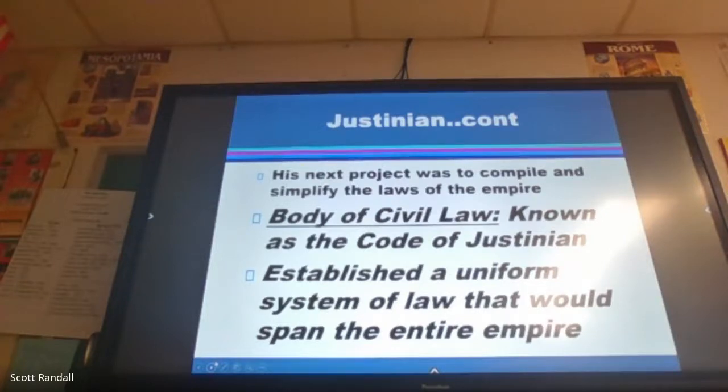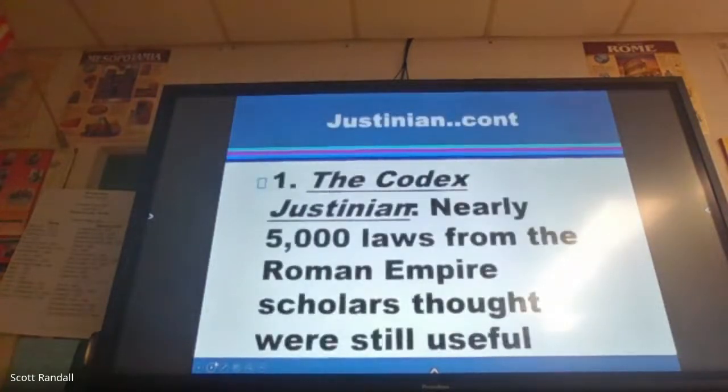Napoleon. Now, it's essentially broken into four parts, and he has a guy named Tribonian, who's what they call a jurist, a legal expert, develop a team to look through a lot of these old laws. So the first part is called the Codex. The Codex is made up of 5,000 laws that date back to the Roman Republic.